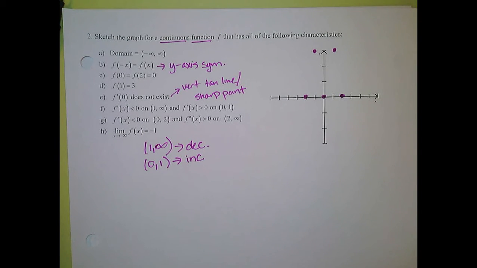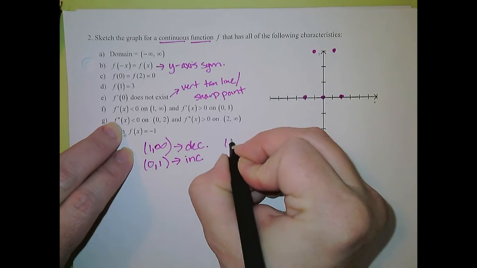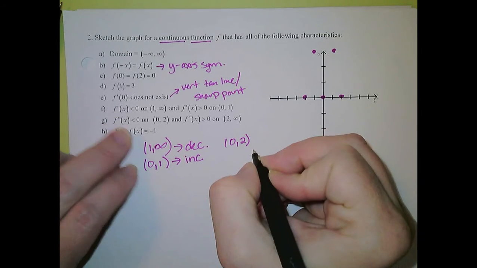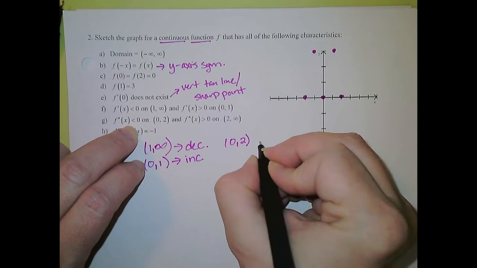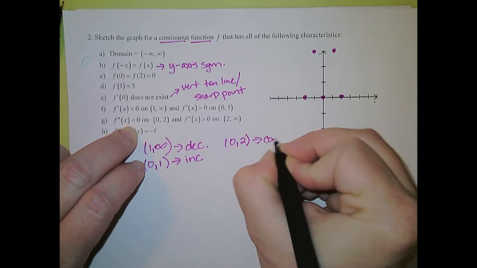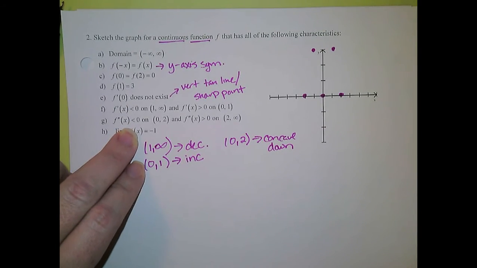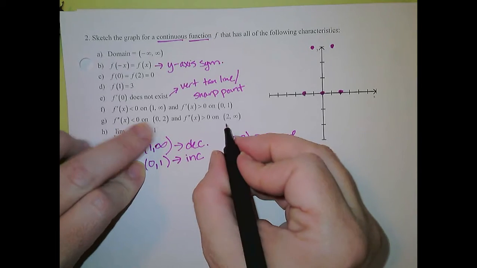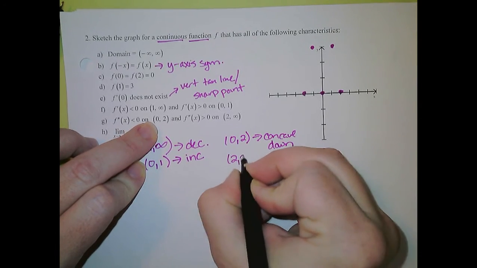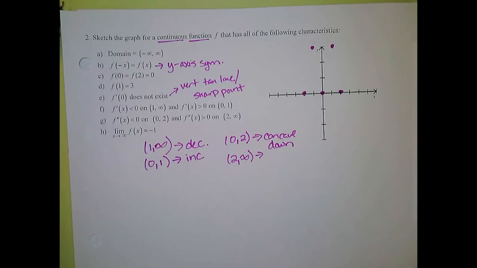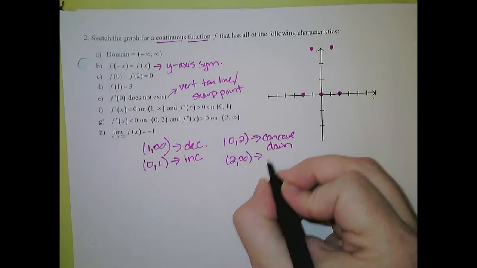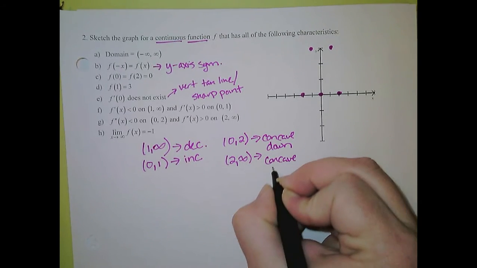In part G, they tell us that the second derivative is less than 0 from 0 to 2. So from 0 to 2, our second derivative is negative, so we're concave down. And from 2 to infinity, our second derivative is positive, so we're concave up.